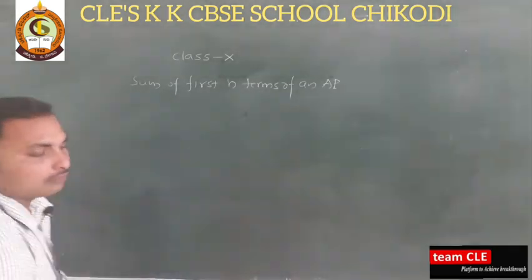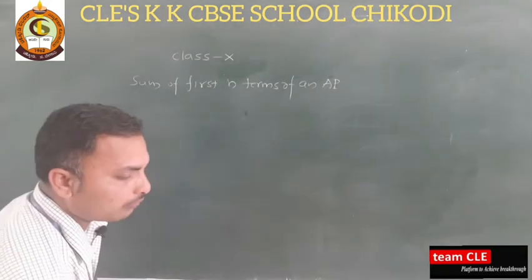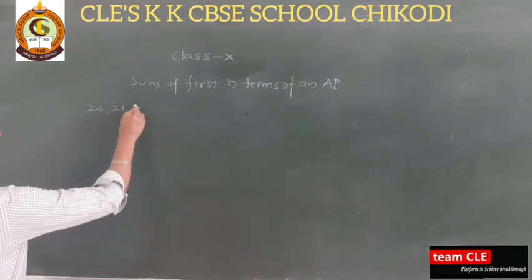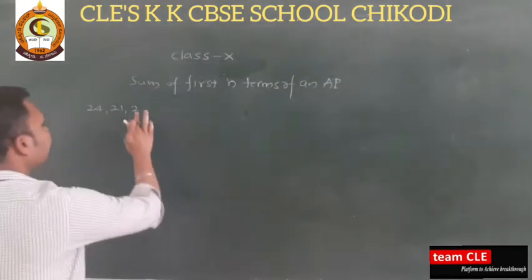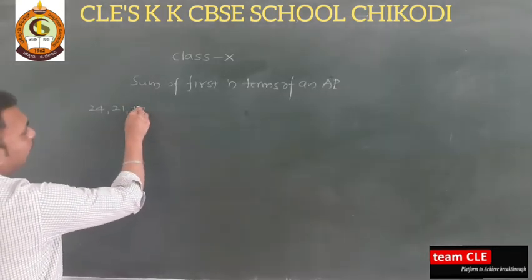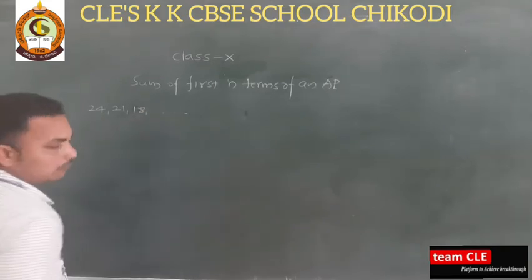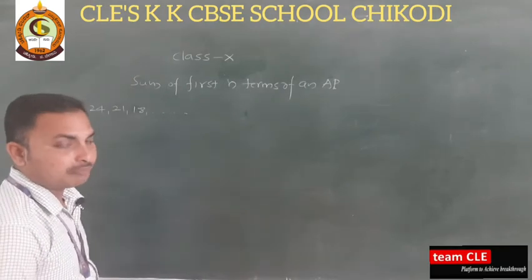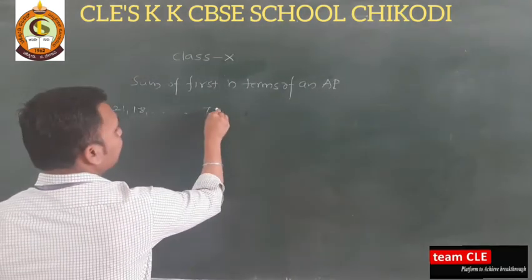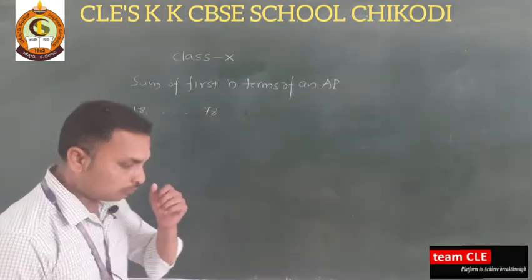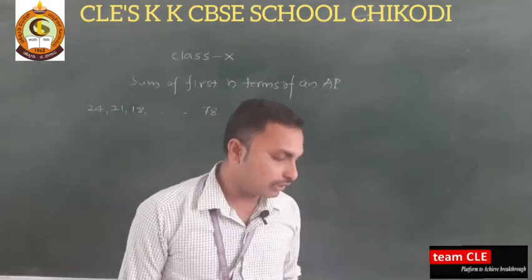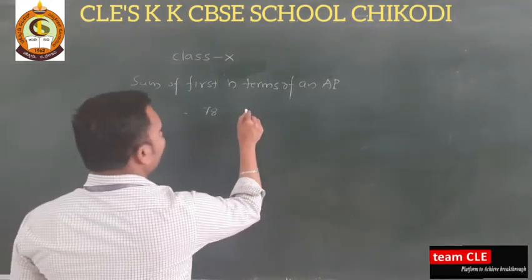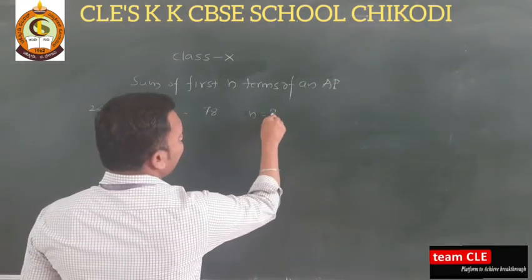How many terms of the AP? So the AP they have given is 24, 21, next we have 18, and so on must be taken. Their sum is 78. Sum is how much? 78. Okay. So here, what they have given, you can check here. Terms we need to find. Terms in the sense of what? We need to find n.